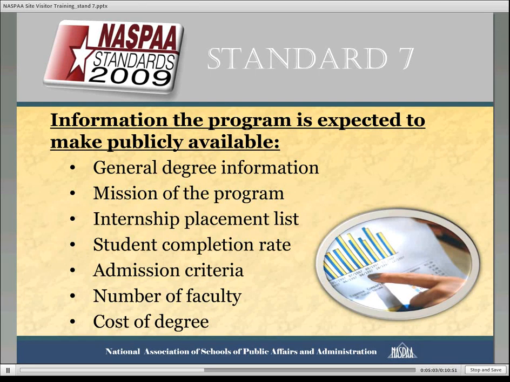But this is the kind of information, generally descriptive information about the degree, so that faculty would know what they're going to be expected to teach in general, the philosophy of the program, its mission, what it's trying to accomplish, and the students will know what kind of program they're getting into, and their likelihood of finding internships if the program has internship programs. What's the completion rate in what period of time?